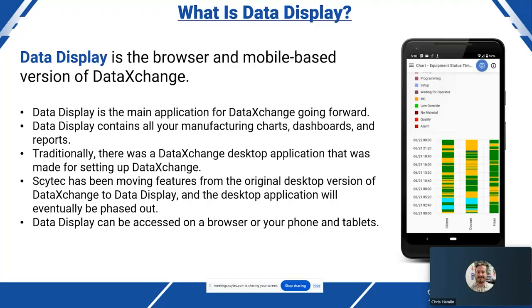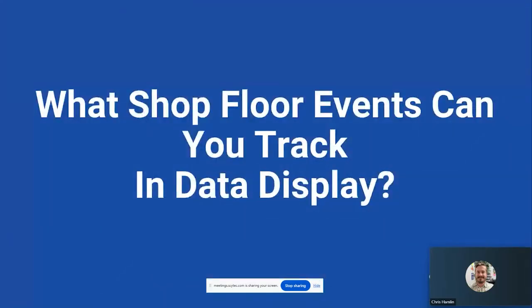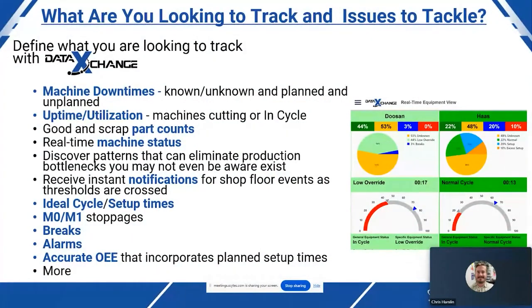Now, what shop floor events can you track inside of data display? With data display, you're able to track a whole bunch of common shop floor events, such as machine downtimes, which can be split up into known and unknown and planned and unplanned downtimes, as well as uptime and utilization, which is machines cutting or in cycle, as well as good and scrap part counts and real-time machine status. That image that you're seeing over there on the right-hand side that says real-time equipment view, that is one of our real-time monitoring dashboards.